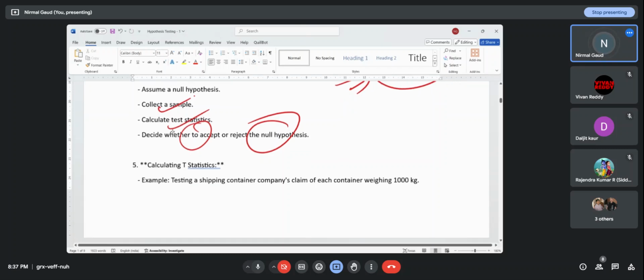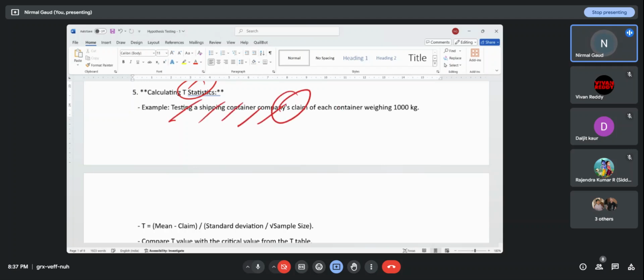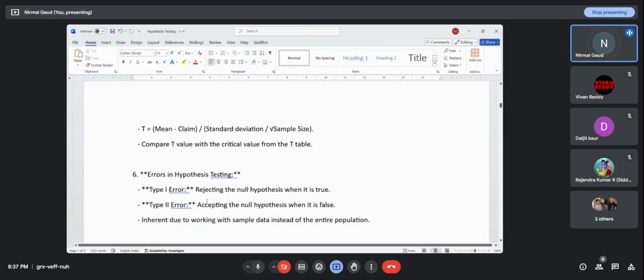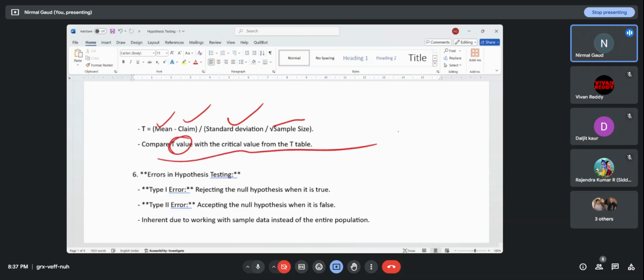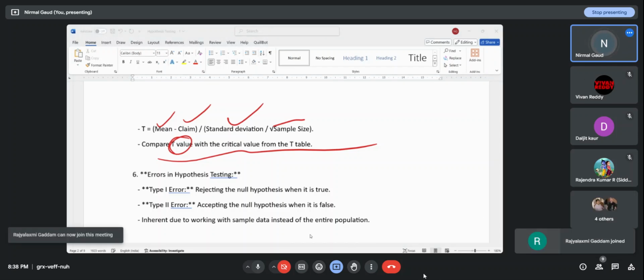Now, the T statistic. Calculating the T statistic means testing, for example, a shipping container company's claim of each container weighing 1000 kg. This is the formula for the T statistic: mean minus claim divided by standard deviation over the square root of the sample size. This is the formula for the T statistic, or T value. Then we have a T table, and from there we compare with the critical value, whether this is greater than or smaller than it. So there we perform the comparison.